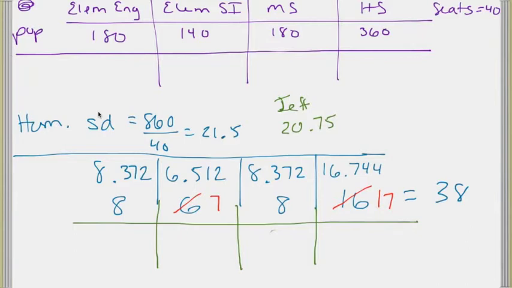So 180 divided by 20.75 is 8.67, but that's just going to be 8. 140 divided by 20.75 is 6.7. It's going to be a 6. We're going to get another 8. And 360 divided by 20.75 is 17. And it's exactly the same as it was last time. So I guess we need to make a bigger change.